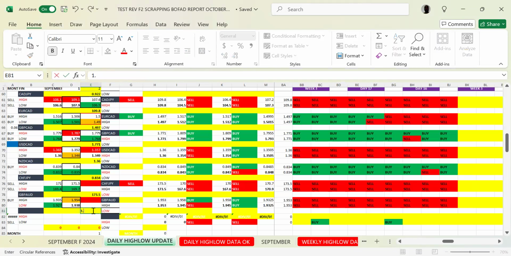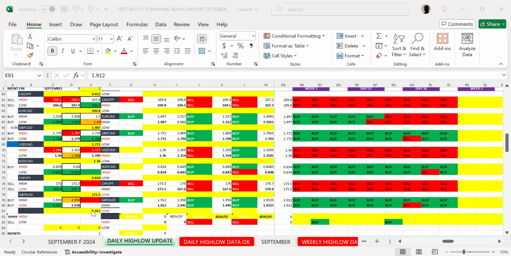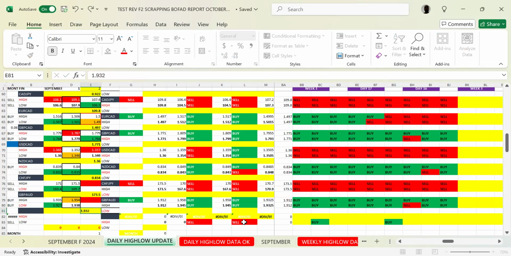At 1.912, I think it's 1.912, 1.921. I'll recheck again. Okay, 1.912. You can see that at 1.912, the market is telling us to buy. And currently, the last update is at 1.932.